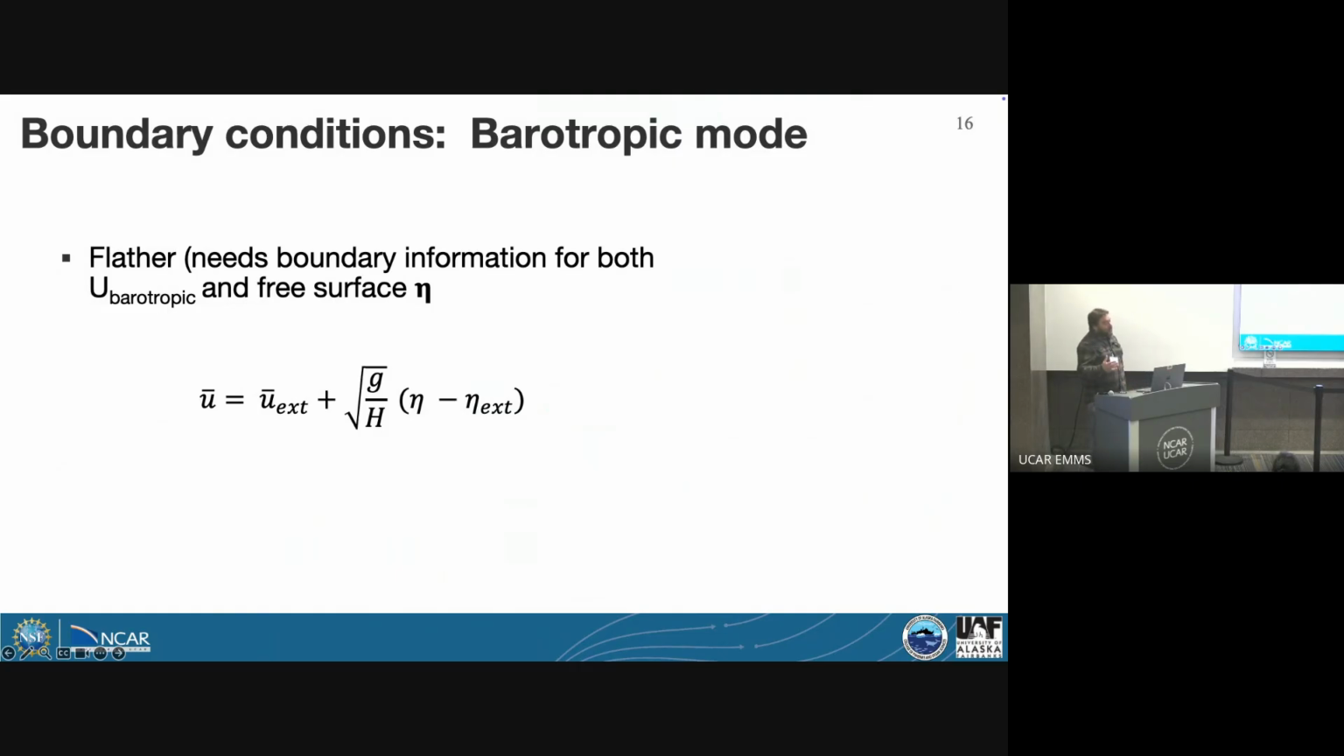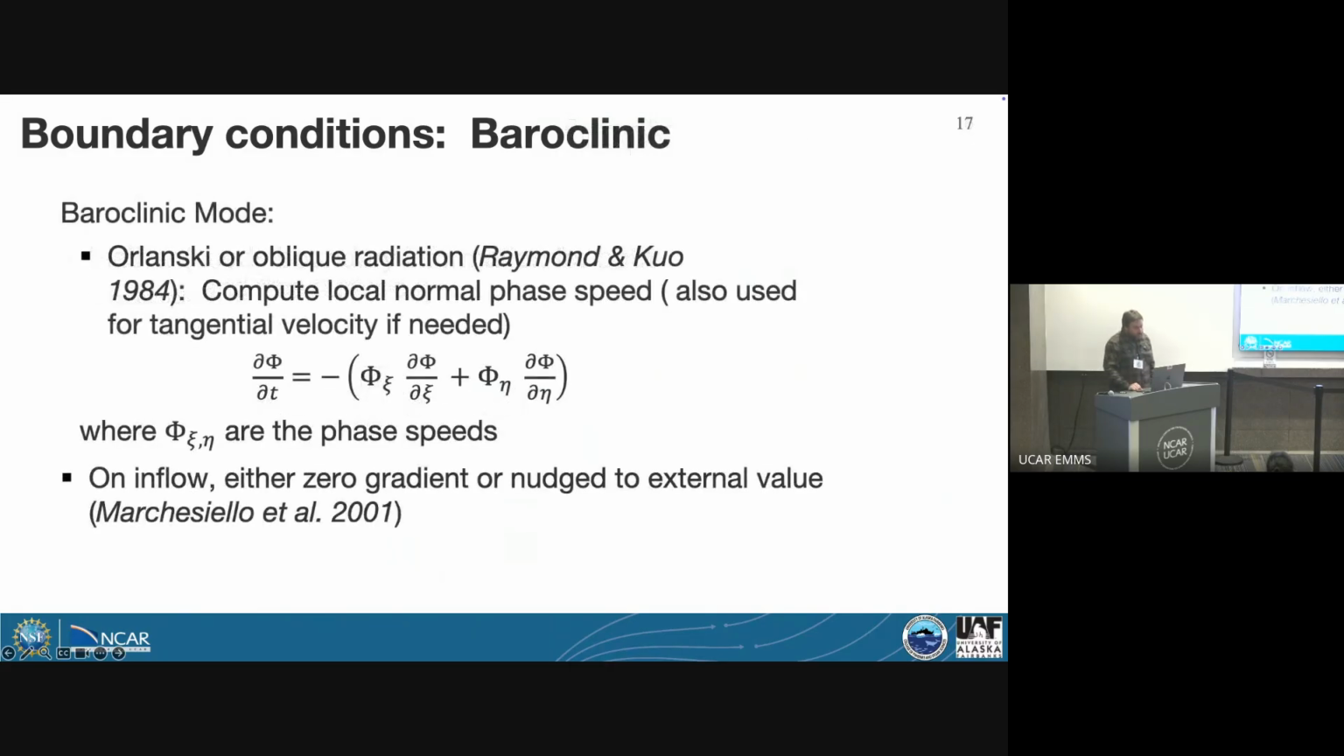For the barotropic mode, we typically use Flather. That worked pretty well in ROMS, and it has worked well in MOM6 too. You relate the barotropic velocity and sea surface height at the boundary with the same quantity inside your domain. Again, this is working well. The trouble starts when we start to consider the baroclinic OBC, and for that we are typically using a radiation condition.